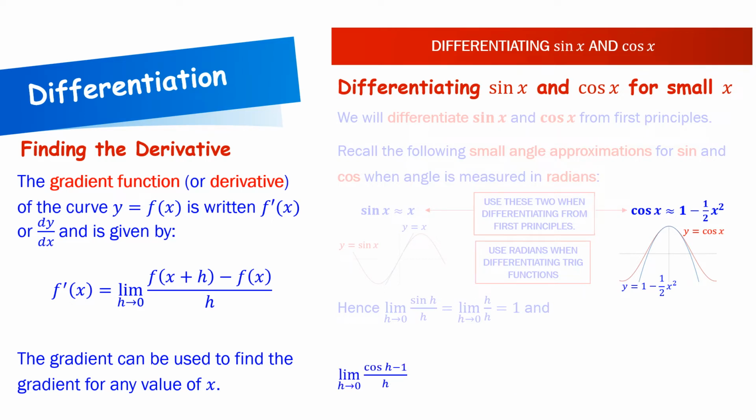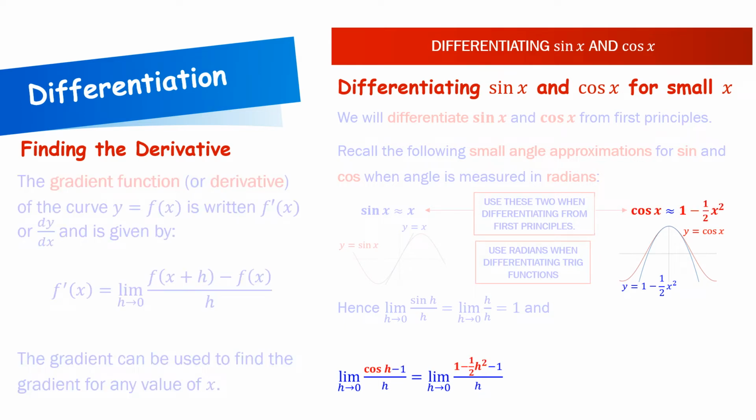We're now going to work with the limit as h tends to 0 of cos h minus 1 all over h. Using the small angle approximation, we have that cos h is equal to 1 minus a half h squared, as shown here. And then, of course, minus 1 remains as it is, and the h underneath remains as it is also. Tidying up gives us that this expression is equal to the limit as h tends to 0 of minus a half h. And this is of course equal to 0.